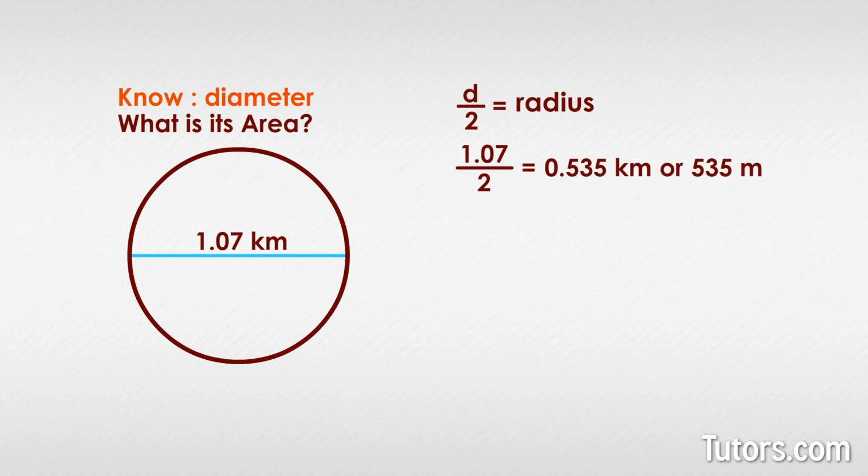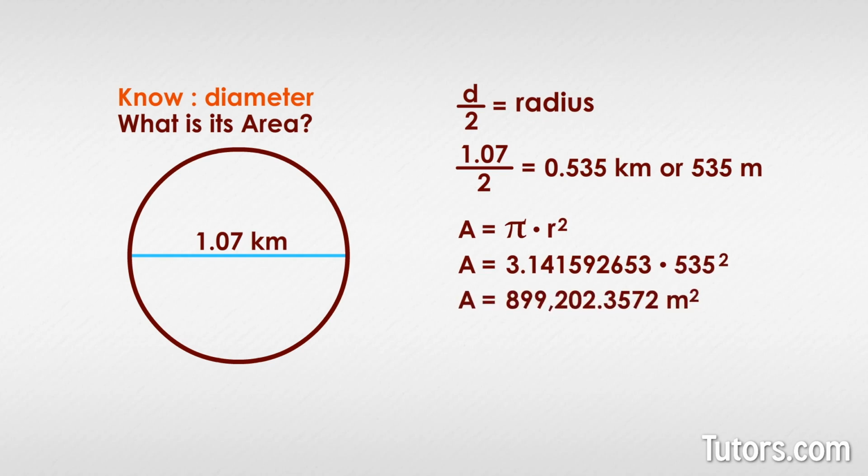Now, plug the radius into our formula A equals pi times r squared. Simplify, and you get A equals 899,202.3572 meters squared. To convert square meters to square kilometers, divide by 1 million. That gives you A equals 0.8992 kilometers squared.